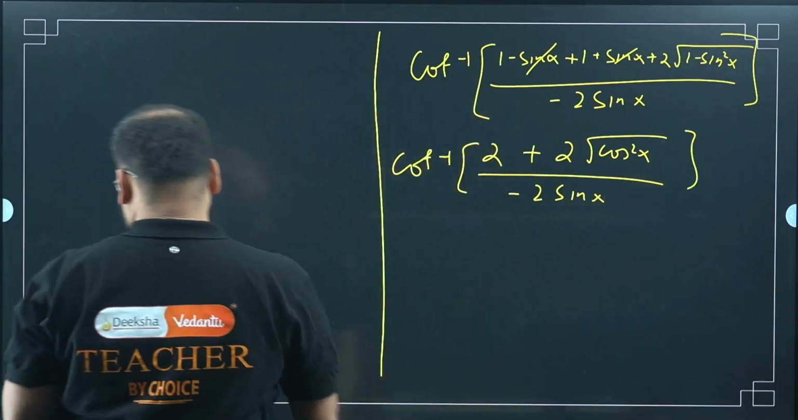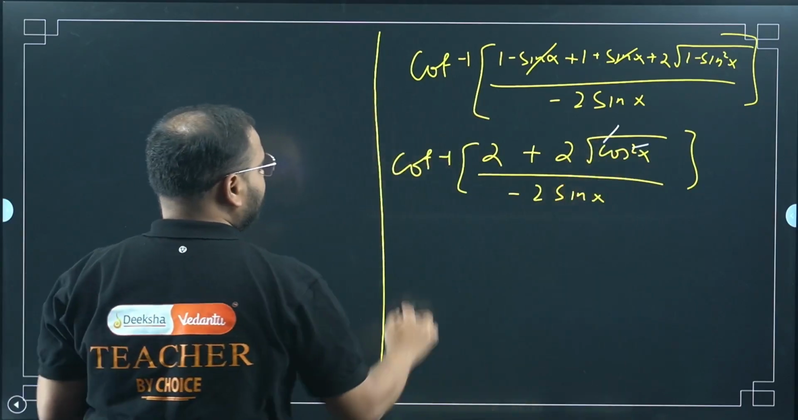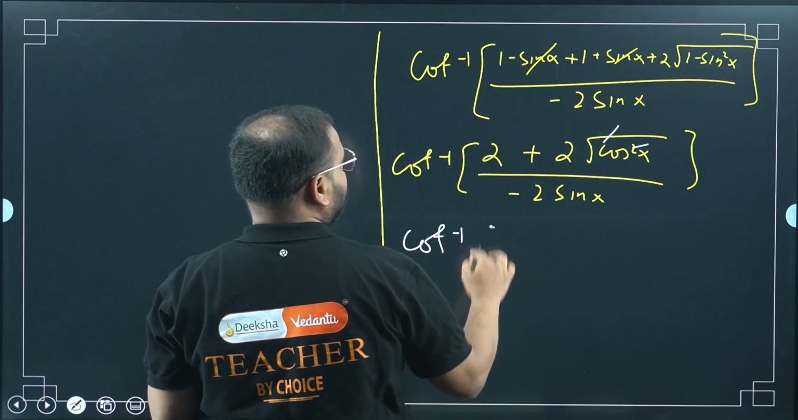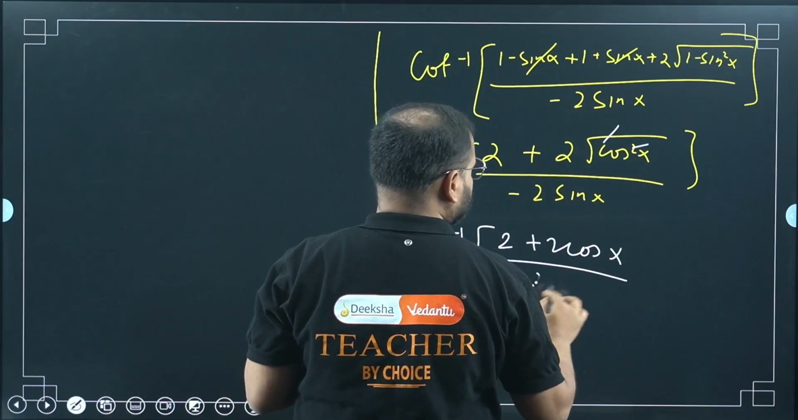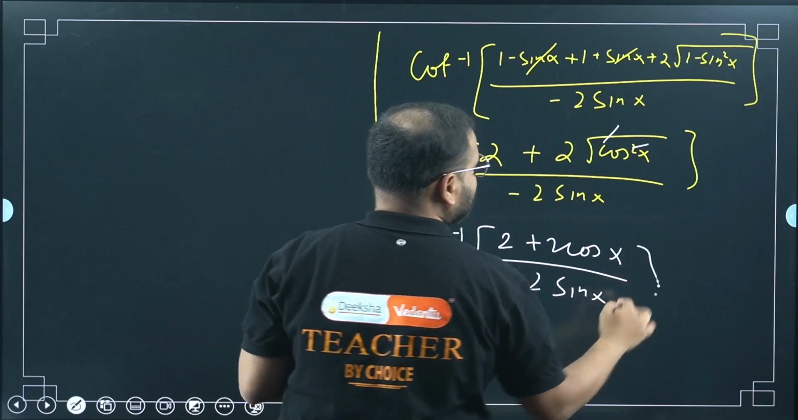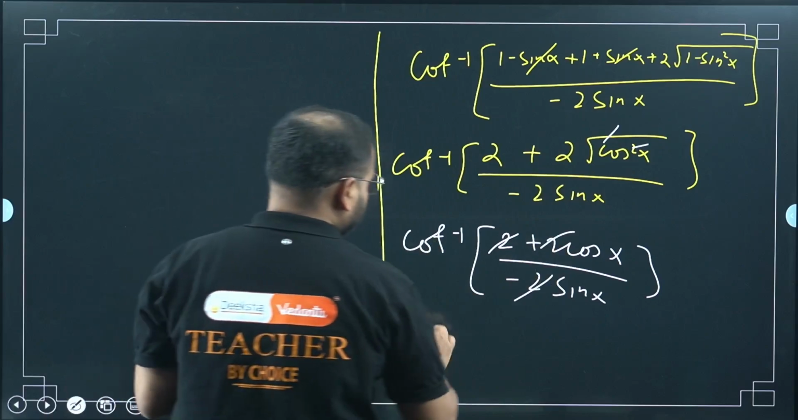Please check here. This square root and square will get cancelled. What will I have left? 2 plus 2 cos x upon minus 2 sine x. I can cancel this 2, this 2, this 2. Right? What am I left with?